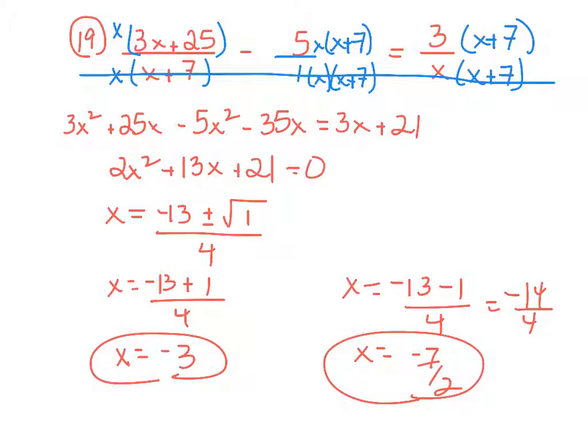Just watch out for that 3 minus x in the middle, okay, because you want to turn that around and make that x minus 3, and if you do that, then you need to turn that plus sign in between the 5x and 3x into a minus sign.